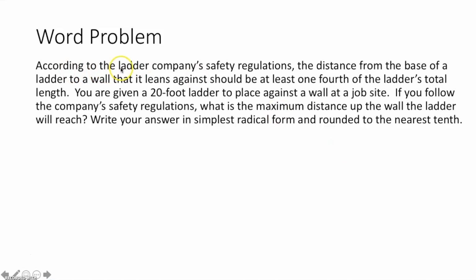Now our word problem says, according to the ladder company's safety regulations, the distance from the base of the ladder to the wall that it leans against should be at least 1/4 of the ladder's total length. You are given a 20-foot ladder to place against a wall at a job site. If you follow the company's safety regulations, what is the maximum distance up the wall the ladder will reach? Write your answer in simplest radical form and round it to the nearest tenth.